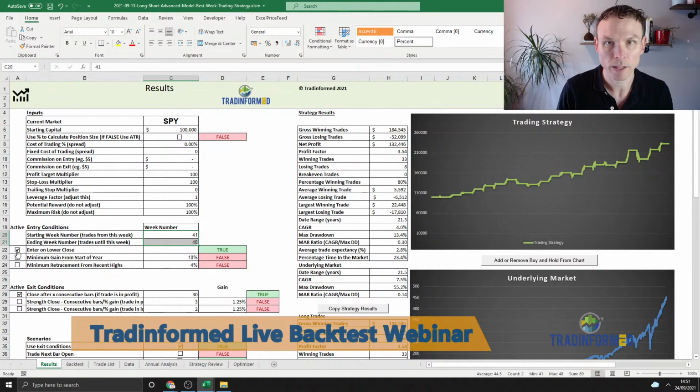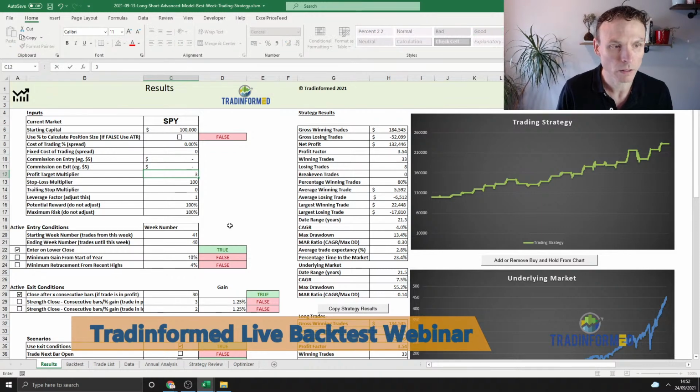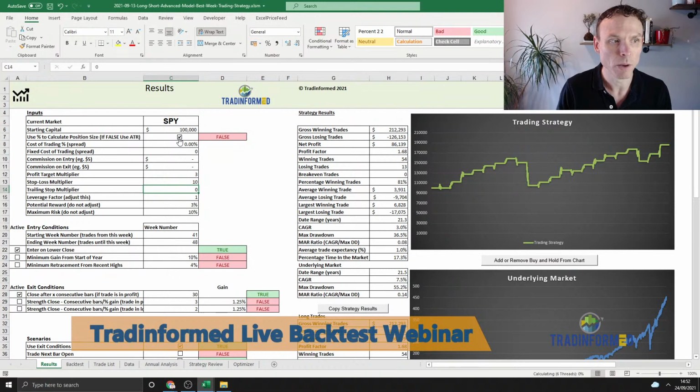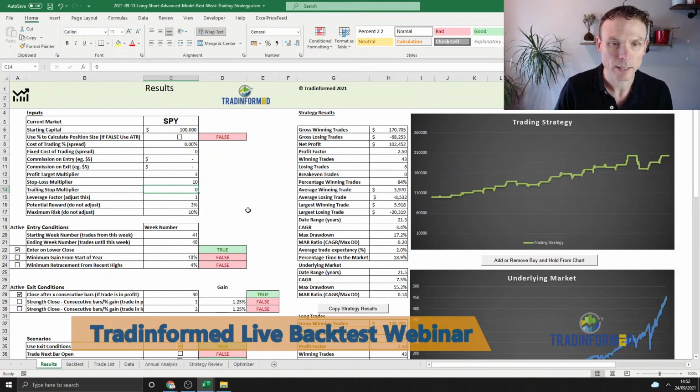I've got a few built-in things here. First of all, enter on a lower close. I can toggle this on and off, and it makes very, very little difference. I can try adding a profit target. Many of us trade with profit targets. I certainly do quite often. I can change the stop loss. There are other built-in things we can change, like how we do the position sizing, but I'm not going to get bogged down in that at the moment. All I'm focusing on is what we can do here.